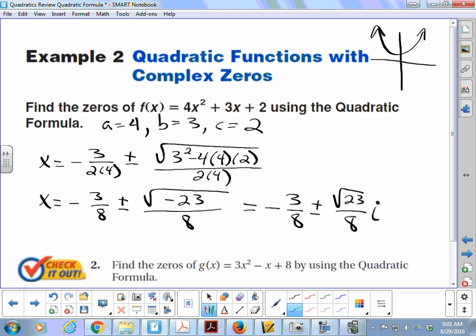And if I would put this in our calculator and graph it, all right, we would see that it doesn't cross the x-axis anywhere. So then we know we're going to end up with an imaginary number.